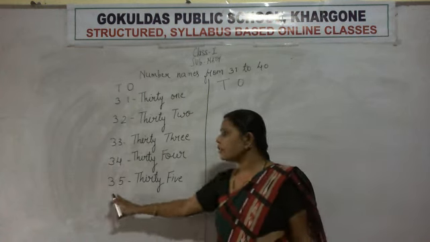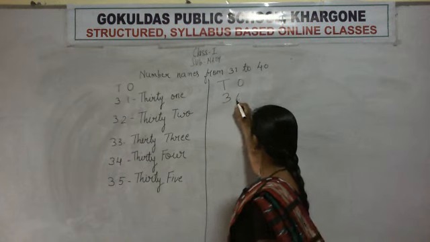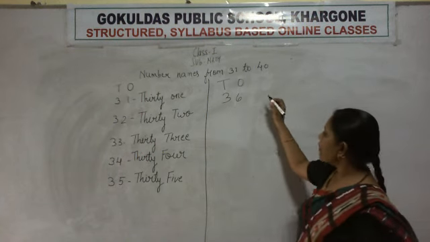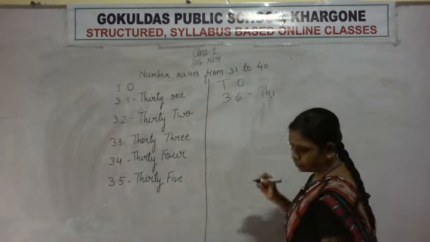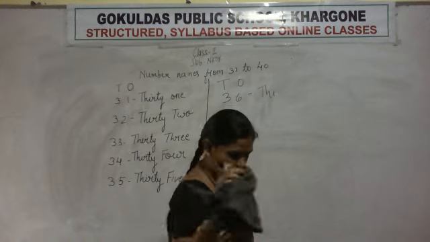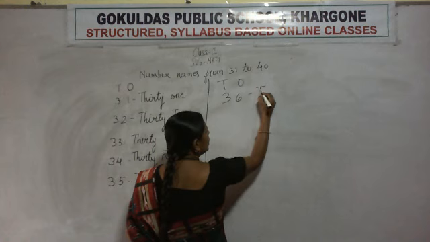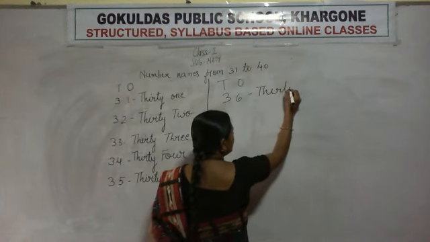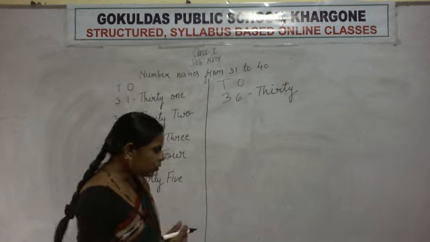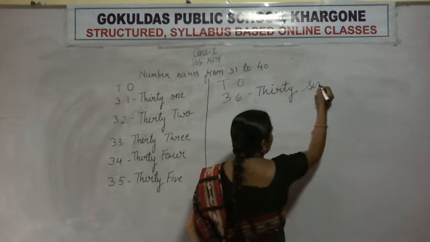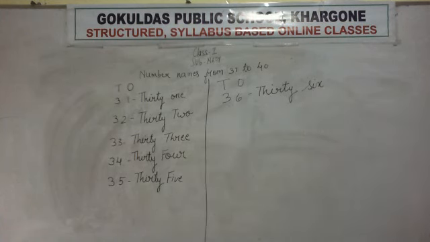Now after 35, which number will come? 36. Now what is the spelling of 36? What is the spelling of 30? THIRTY, 30. And what is the spelling of 6? Very good. Again. SIX, 36.